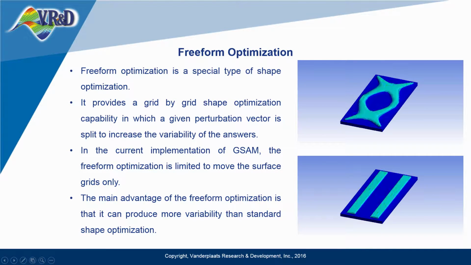Freeform optimization is a special type of shape optimization. It provides a grid-by-grid shape optimization capability in which a given perturbation vector is split to increase the variability of the answers. In the current implementation of GSAM, the freeform optimization is limited to moving the surface grids only. GSAM will automatically create perturbations for grids on the selected surfaces. The main advantage of freeform optimization is that it can produce more variability than the standard shape optimization.